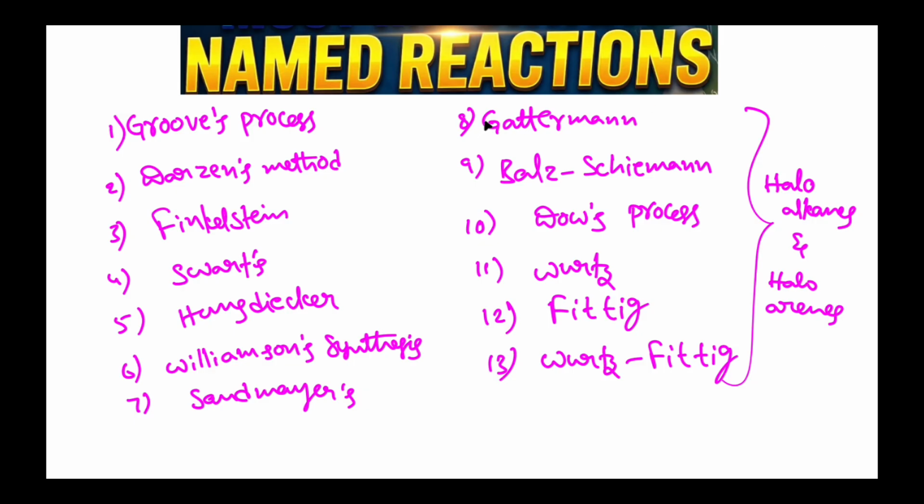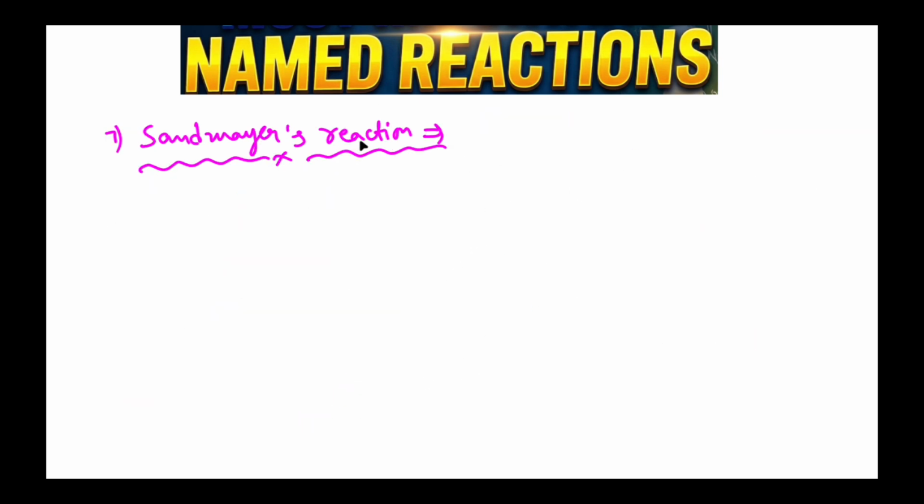In the previous video I explained Gabriel's process, Dardzens' method, Finkelstein reaction, Swarts reaction, Hunsdiecker reaction and Williamson synthesis from the haloalkanes and haloarenes chapter. In this video, I am going to explain the remaining named reactions. The next reaction is Sandmeyer's reaction.